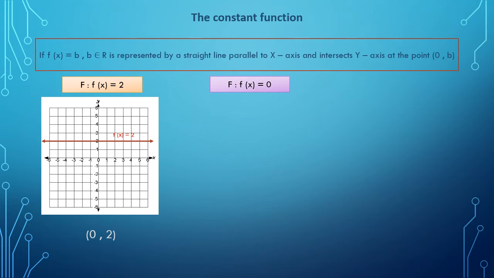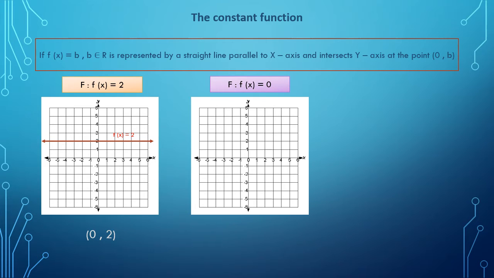Another function, it will be f of x equals 0. So every domain value that we have, it will be equal to 0. So our straight line will be coincident with the x-axis like this. Then this function will intersect at the point (0, 0).